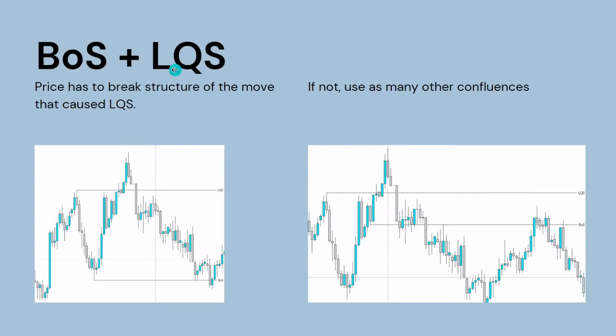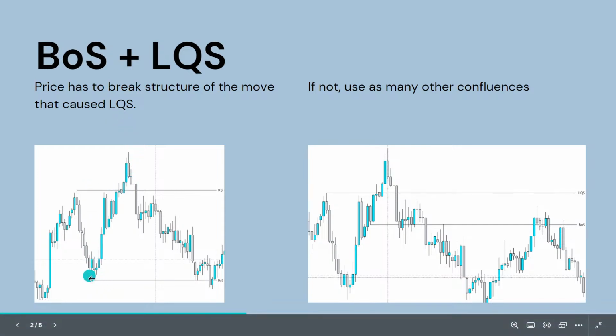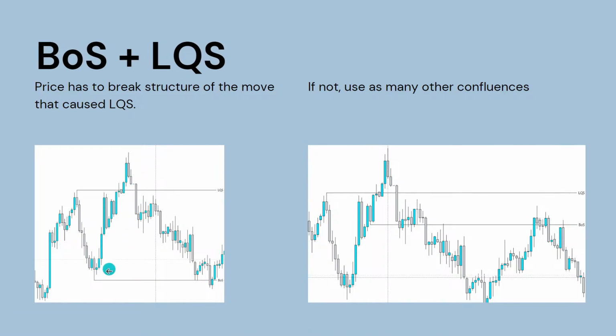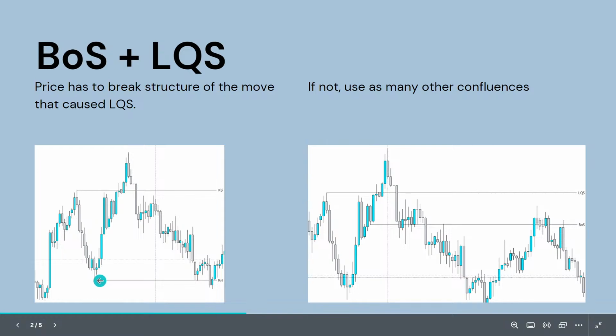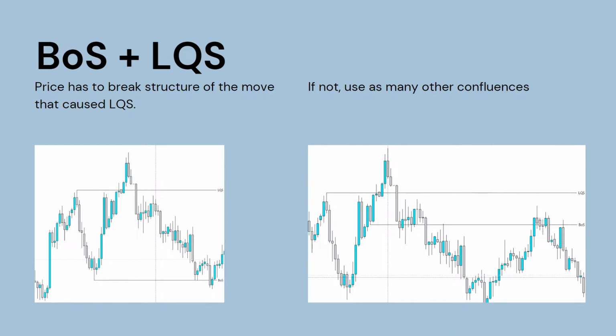Market space, like a name of the document, whatever. Break of structure plus liquidity sweep. Price has to break structure of the move that caused the liquidity sweep. What this means is, the move that caused the liquidity sweep, which is this one, price has to break the swing low or the low of this move, or actually, let's say higher low, okay? And this is basically a market shift, but there are too many names for it.